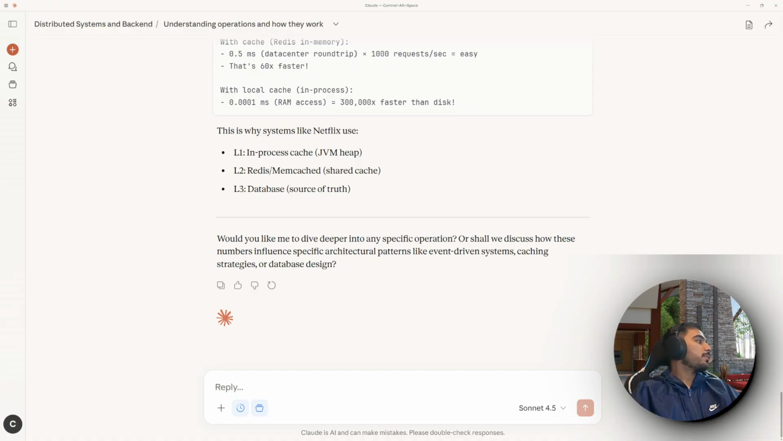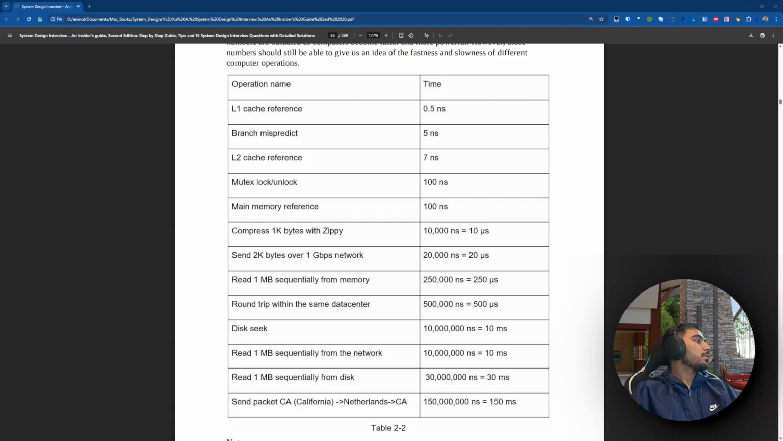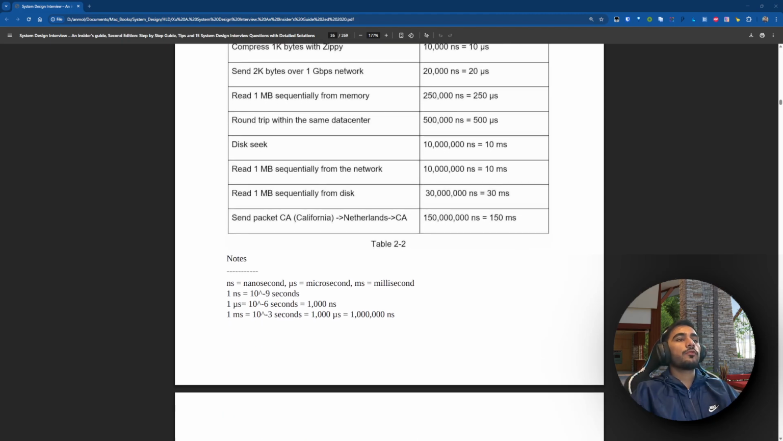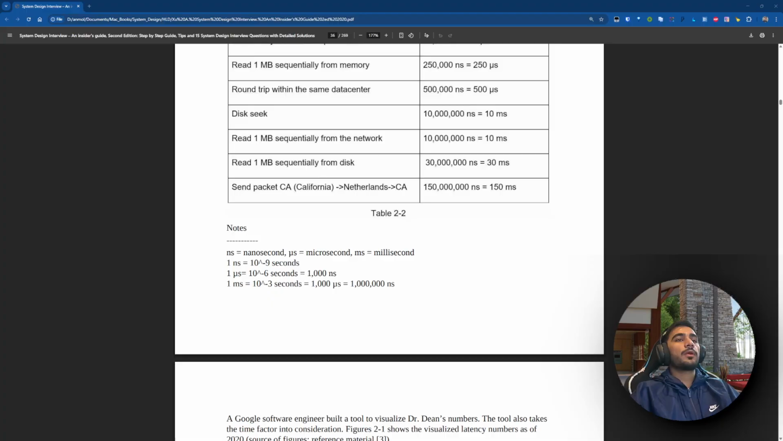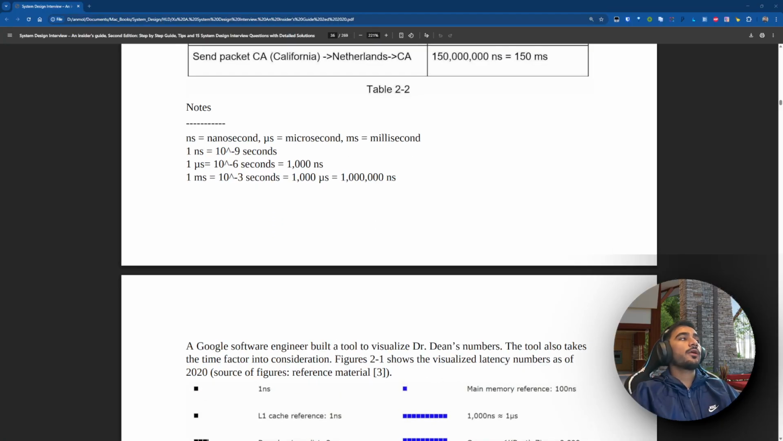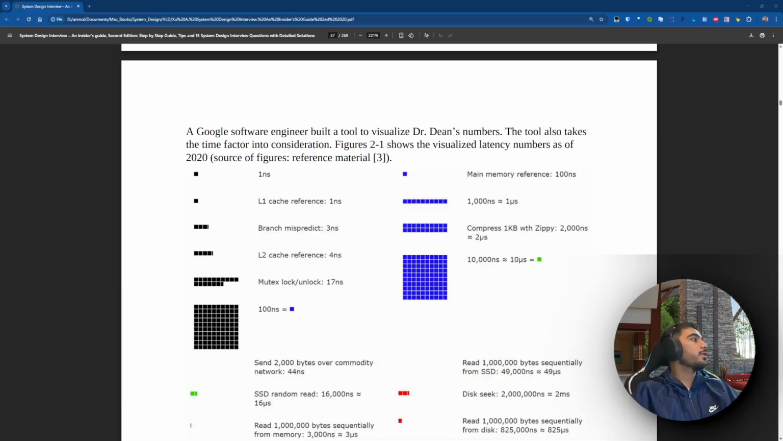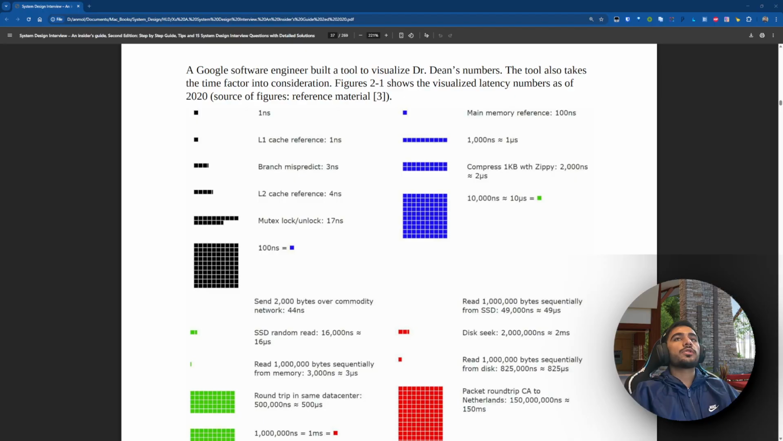Now I'll switch back to the book. Okay, looks good. Moving on. Nanosecond, microsecond, millisecond, 10^-9, then all of the pretty well-known numbers. Okay, a Google software engineer built a tool to visualize Dr. Dean's numbers. The tool also takes the time factor into consideration. The figure below shows the visualized latency numbers as of 2020.